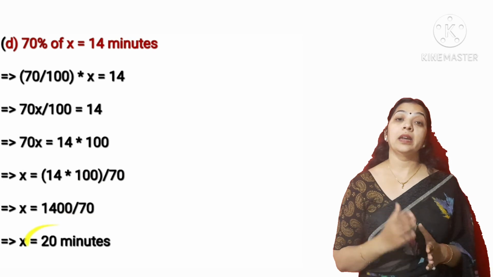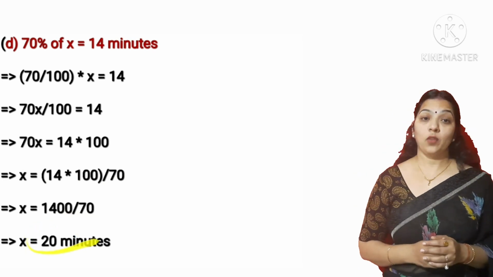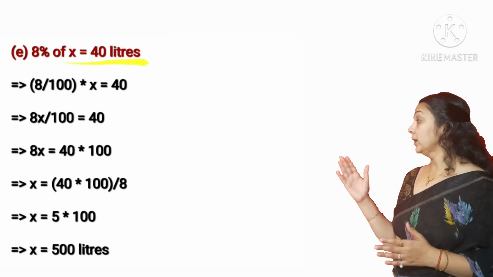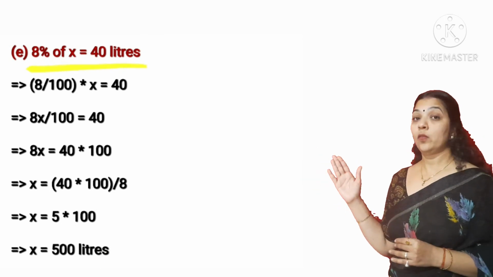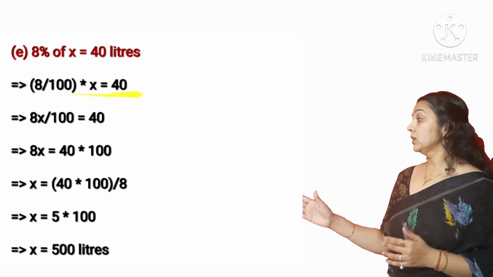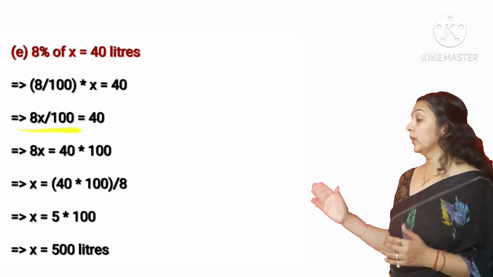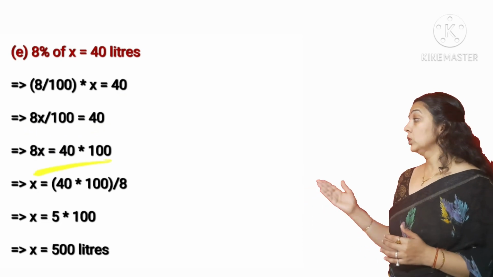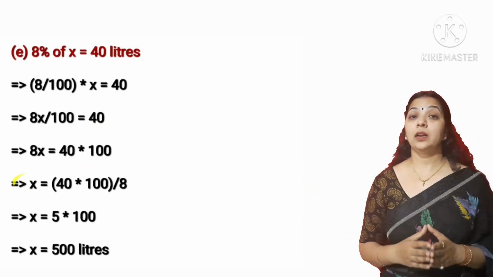Now the next is 8% of x is equal to 40 liters. So 8 upon 100 into x is equal to 40. Now 8x is equal to 40 into 100, x is equal to 40 into 100 divided by 8. So this will result in 5 into 100, that means 500 liters.